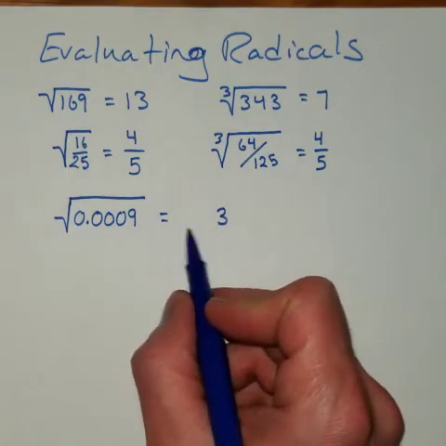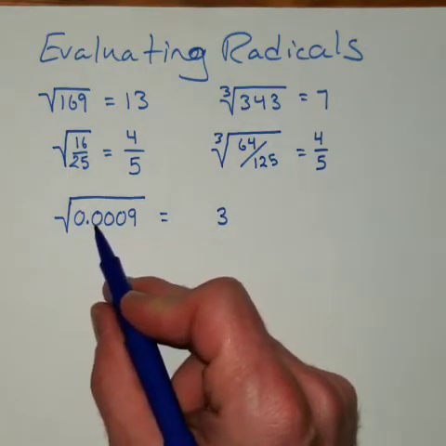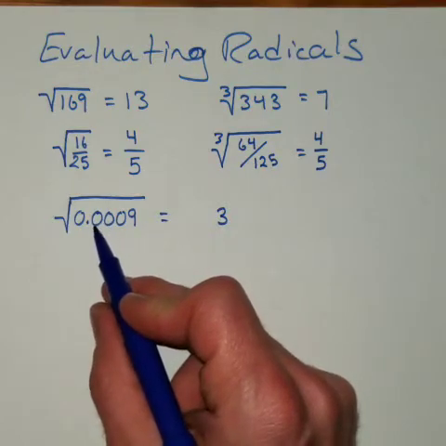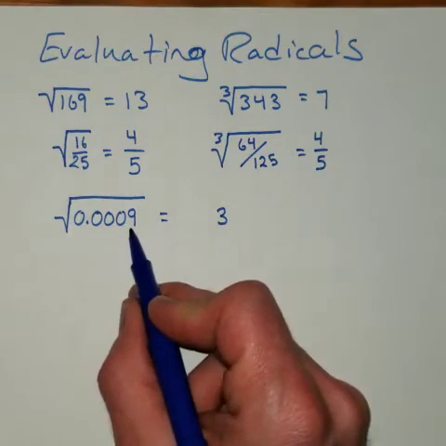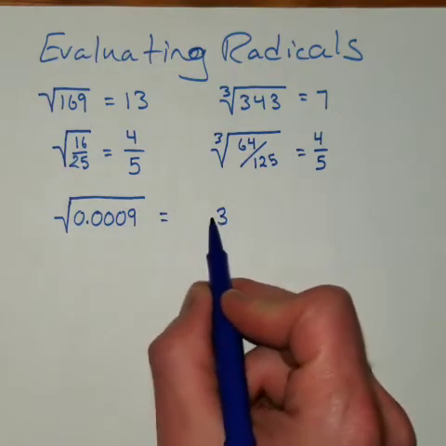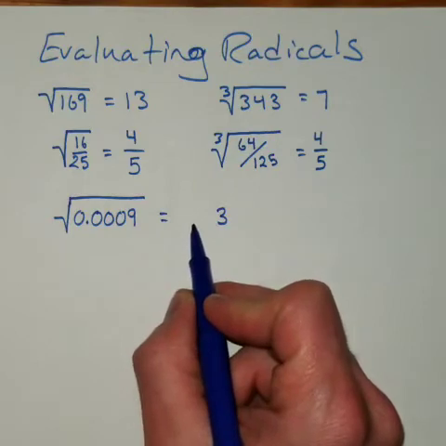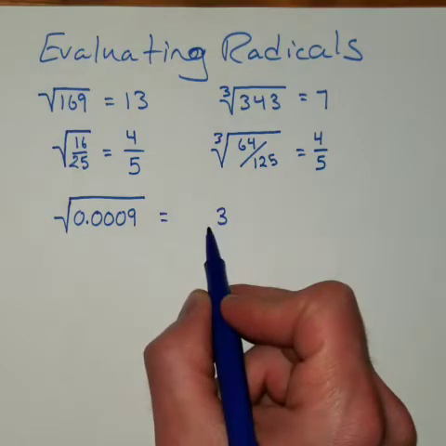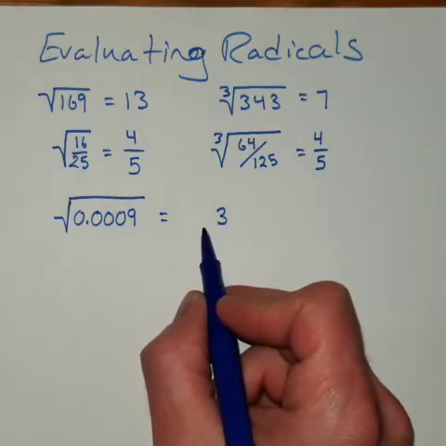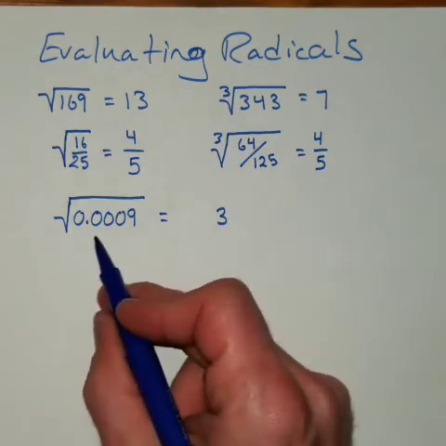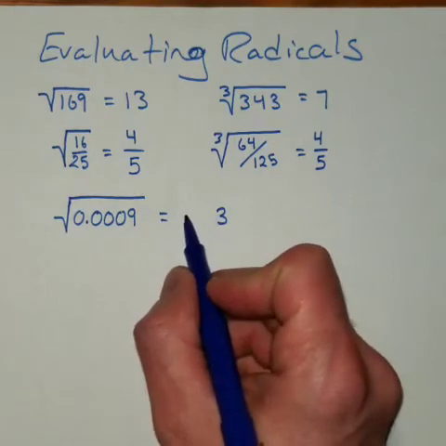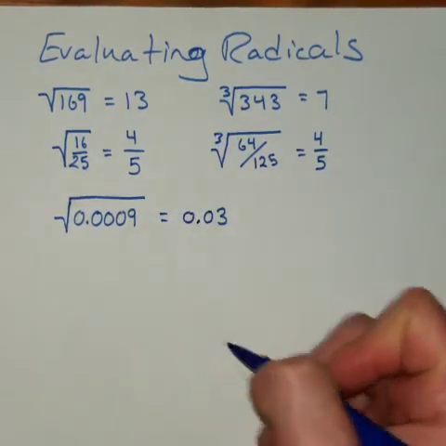Well, if the original radicand has 4 decimal places, that means the original number must have had 2, because when you square it, you multiply by itself. So you'd have 2 and 2 decimal places to get 4 total. So this will end up with 0.03.